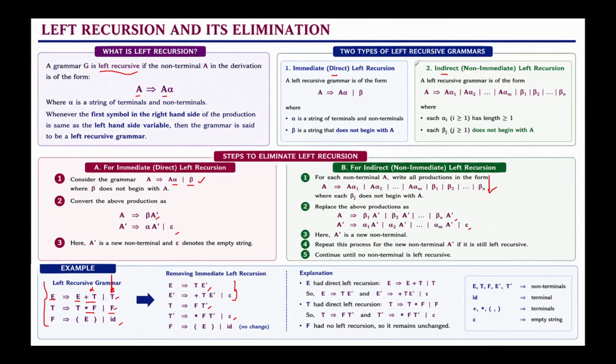Just check the last production. F tends to open parenthesis E close parenthesis, or ID. There is no left recursion. So after removing the left recursion from the given grammar, this is my final grammar. Now I can confidently say that this grammar does not have left recursion, so I can proceed with LL1 parsing.